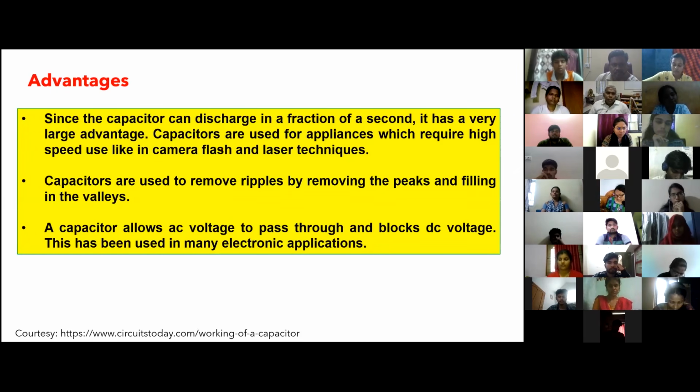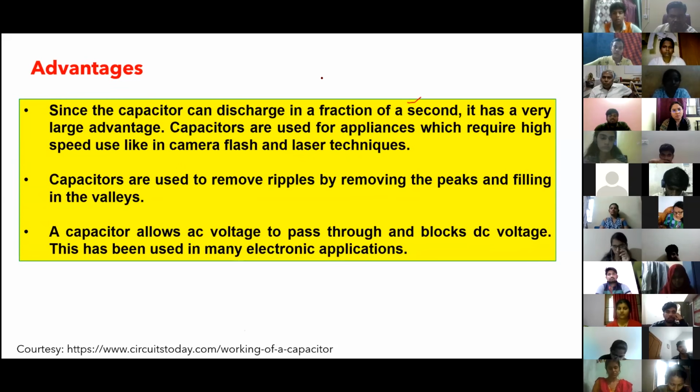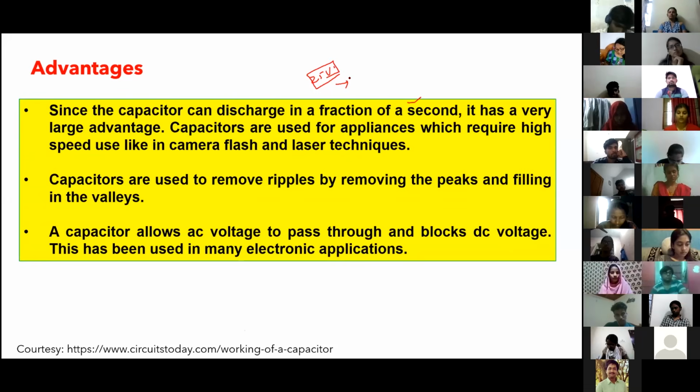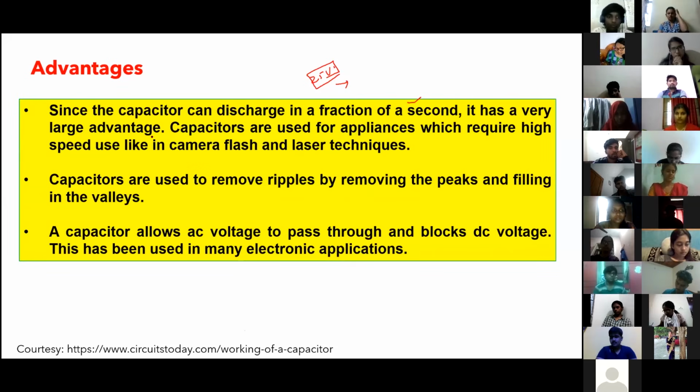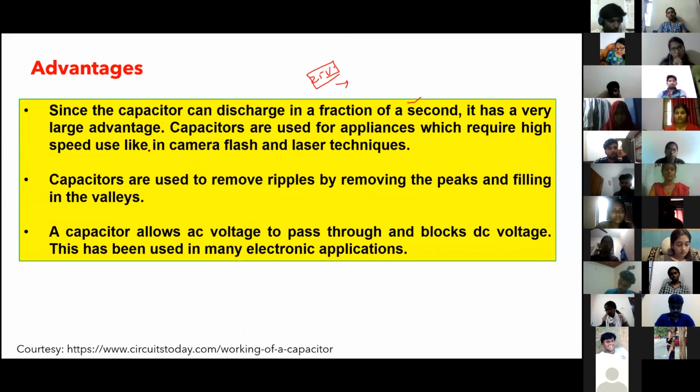Advantages, I told you, for example, the capacitor can discharge in a fraction of a second. For example, if 25 volts is stored in the capacitor, that's the storage potential of the capacitor. If it needs to discharge in a fraction of a second, all this 25 volts can be discharged just like that. Okay, it has a very large advantage, because any circuit which requires fast switching or discharge requires a capacitor.